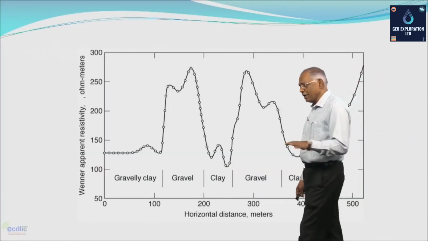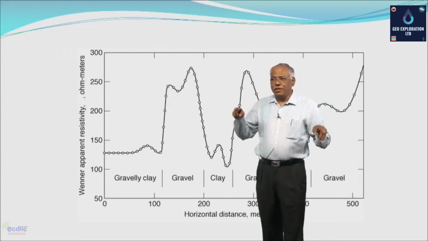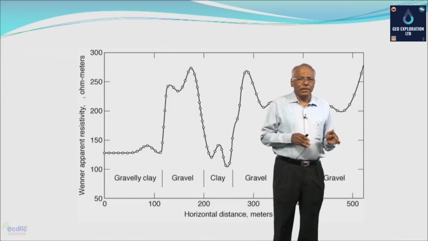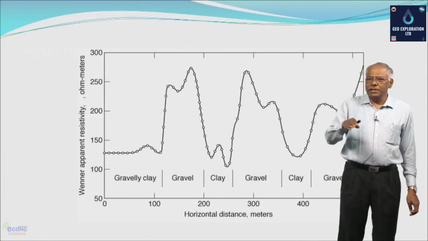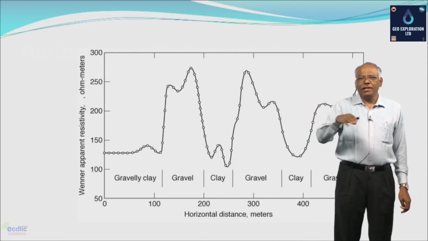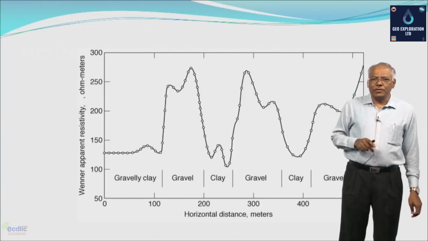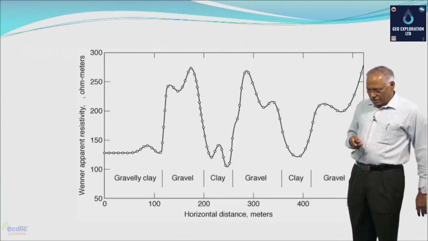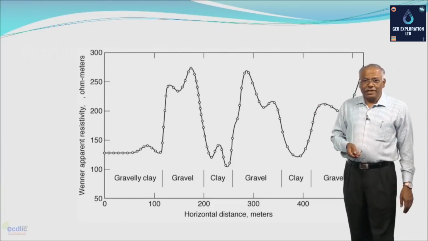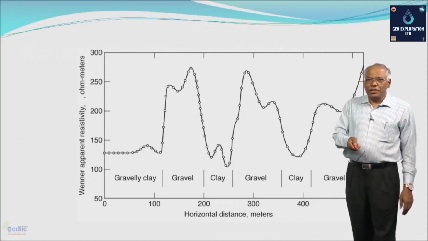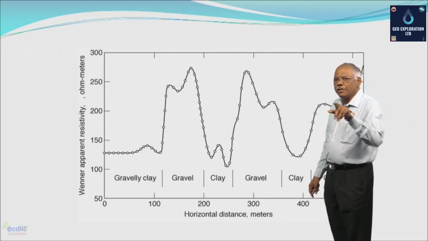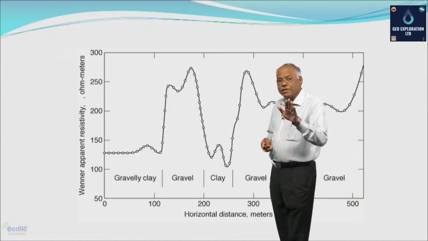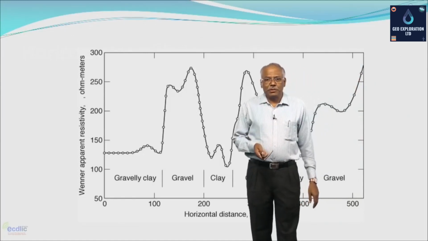Once you have the profiling done, so that you have the grid pattern or any other pattern by which you can measure, along the profile you can see the horizontal distance and the Wenner apparent resistivity graph which is actually made here. And therefore, what you can see is the resistivity response, which is apparent resistivity, and for different types of lithologies there is a difference in the apparent resistivity which is actually seen in this particular graph.